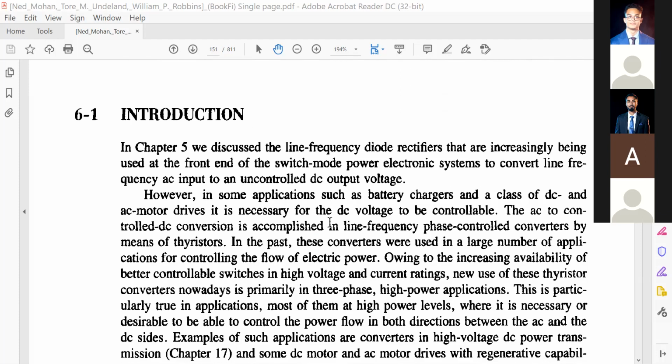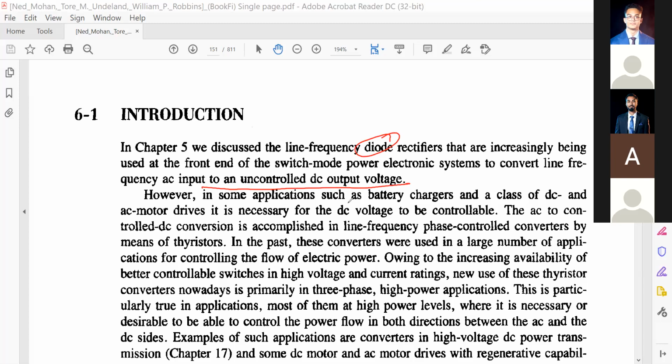Each article has an introduction, and the conclusion is very important. When you write even a paper, you have to be very careful to read the introduction or abstract, all those things. So in chapter 5, we have discussed the line frequency diode rectifiers that are increasingly being used at the front end of switch mode electronic systems to convert the line frequency AC input to an uncontrolled DC output voltage. If you use the diode, then it will be uncontrolled.